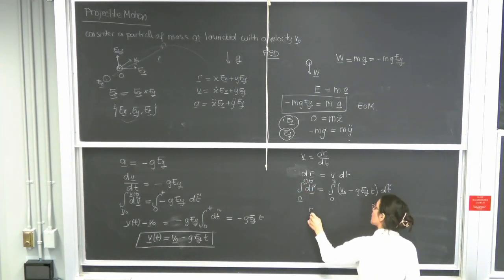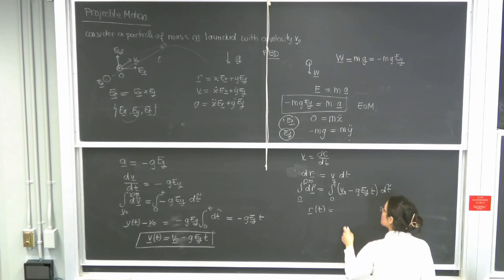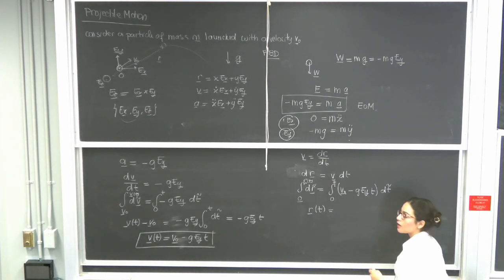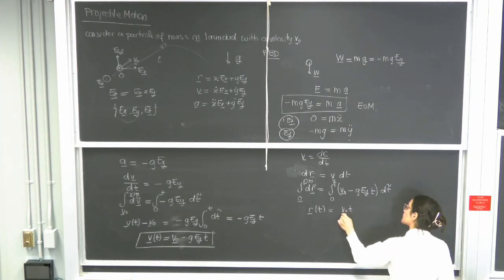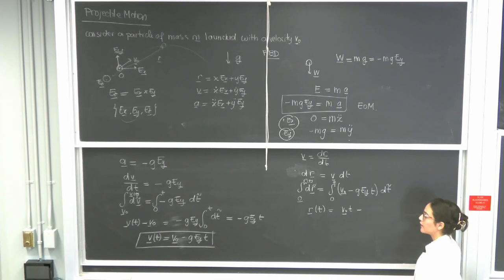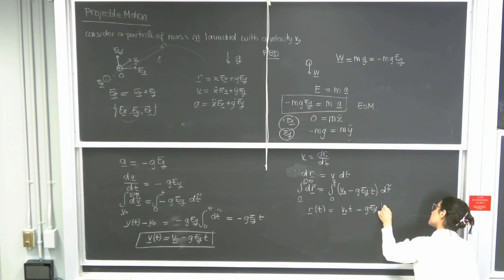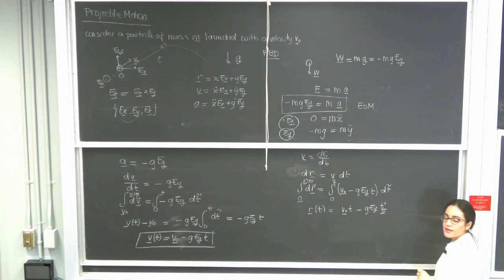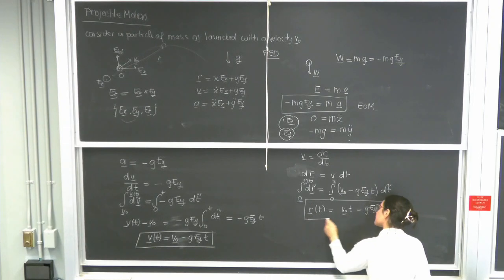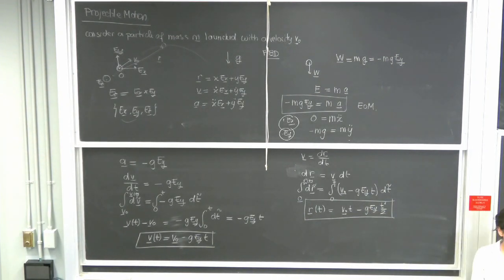Okay, so I'll get r(t) is equal to the integral of v0. v0 is a constant, so v0 t minus the integral of g e_y t. These are constants, and the integral of t is t squared over 2. And that's it. That's r as a function of time. Does that make sense? Questions?